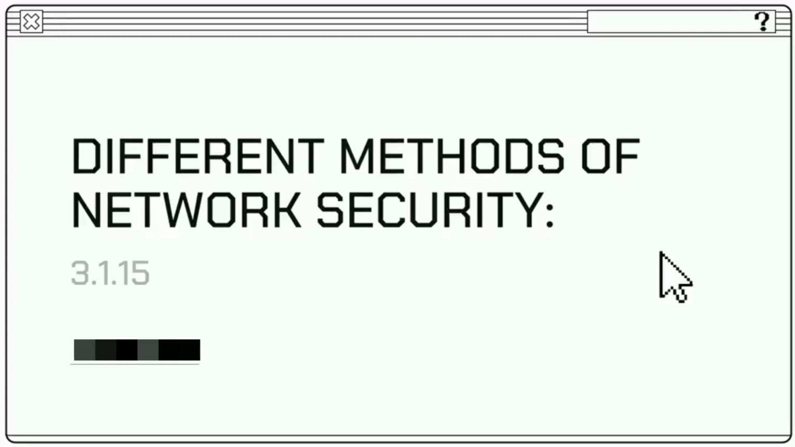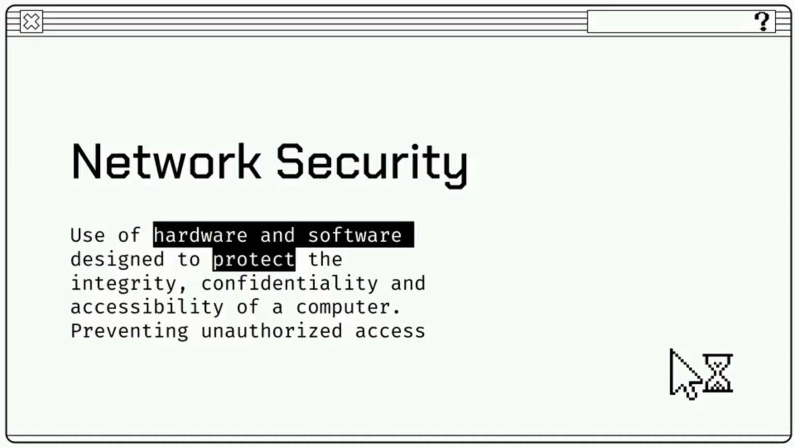So this is the different methods of network security, 3.1.15. What is network security? Network security is the use of hardware and software designed to protect the integrity, confidentiality, and accessibility of a computer, preventing unauthorized access.